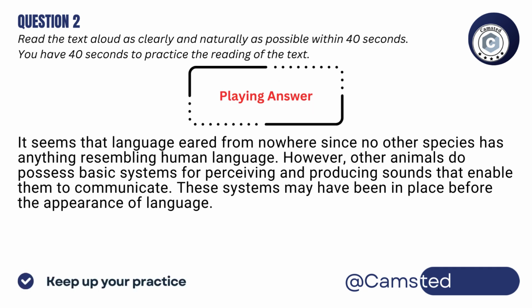It seems that language appeared from nowhere since no other species has anything resembling human language. However, other animals do possess basic systems for perceiving and producing sounds that enable them to communicate. These systems may have been in place before the appearance of language.